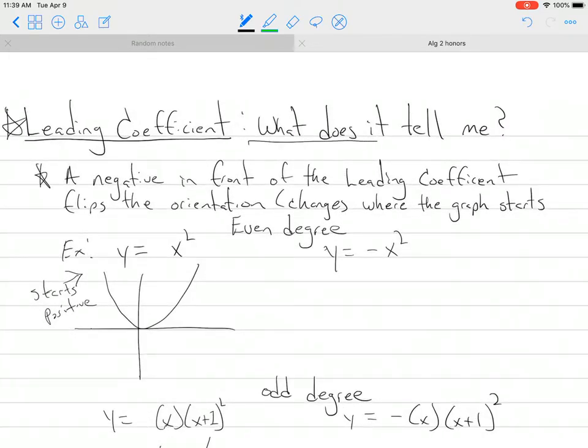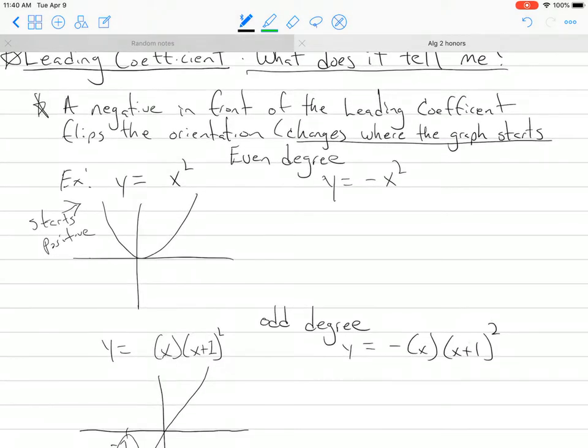Leading coefficient. What is the leading coefficient going to tell me? The leading coefficient is going to tell me two things. First off, if I have a negative in front of the leading coefficient, it will flip the orientation of the graph. In other words, it changes where the graph starts. So, y equals x squared. If I put a leading coefficient in front of it that has a negative, it's going to flip it so that it becomes something like this. It's an even degree, so it should start positive, but I put that negative in front of the leading coefficient, so it becomes negative.